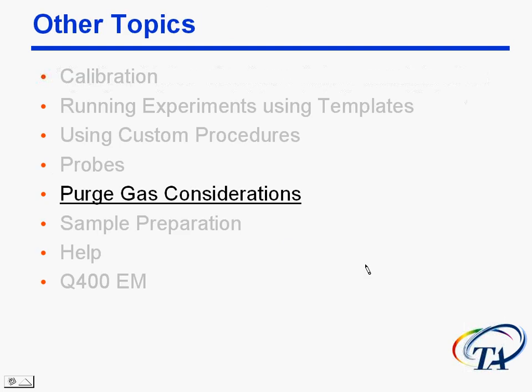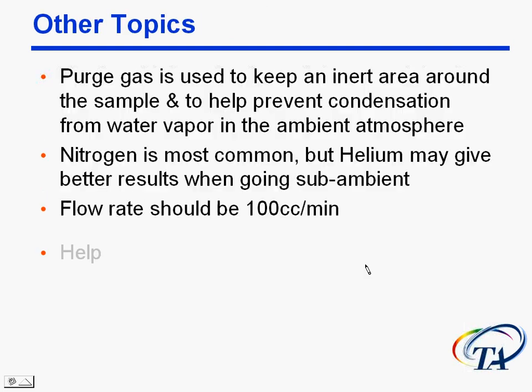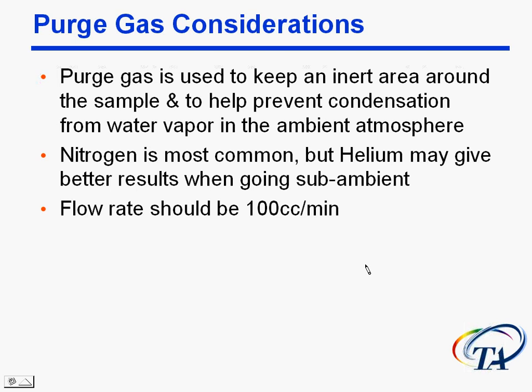Purge gas. Okay, why do we use a purge gas? It's to keep an inert area around the sample and help prevent condensation of water vapor. Nitrogen is most common, but helium can give better results when going subambient. Typical flow rate's about 100 cc's a minute. I mentioned it earlier, but I do caution you, if you're using helium, you'll max out the temperature range at about 350 degrees C because it just maxes out the furnace and it just can't heat up any further.